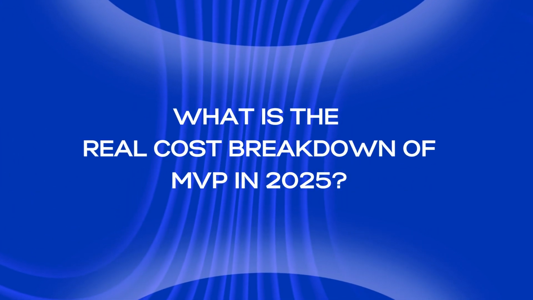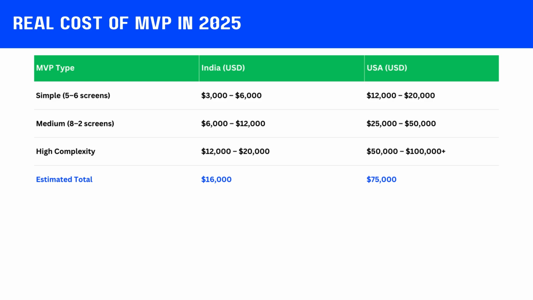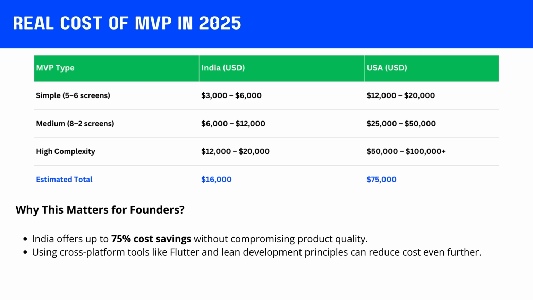All right, let's talk numbers because this part really surprises a lot of founders. If you're building your MVP in the US, you're probably looking at anywhere from $25,000 to over $100,000, depending on how complex your build is. But here's the thing, that same MVP, with the exact same features, built by an experienced team in India, you're looking at around $6,000 to $20,000. That's up to 75% in savings.